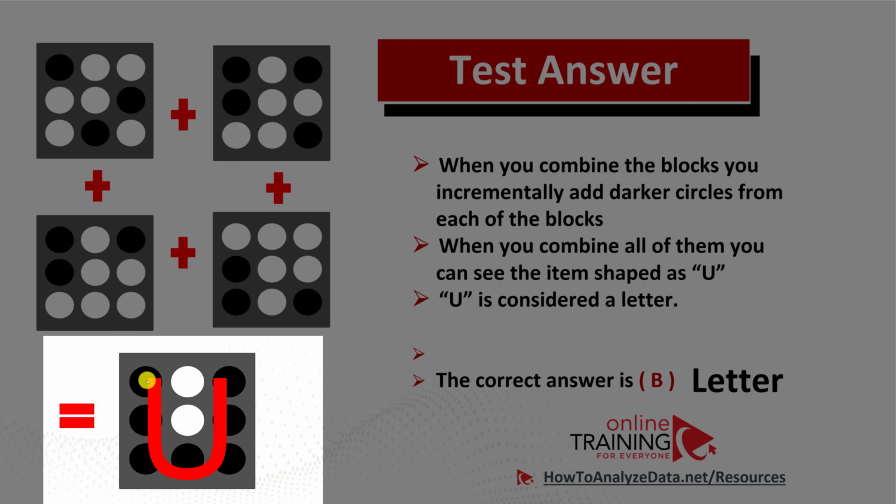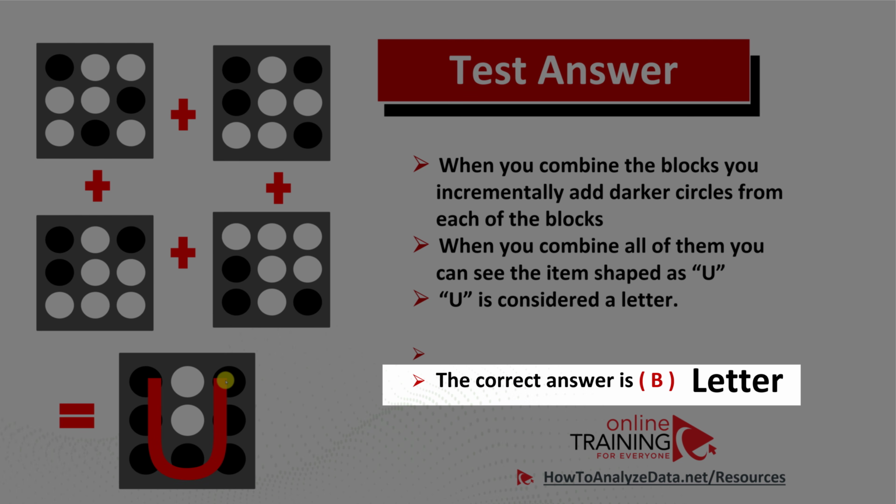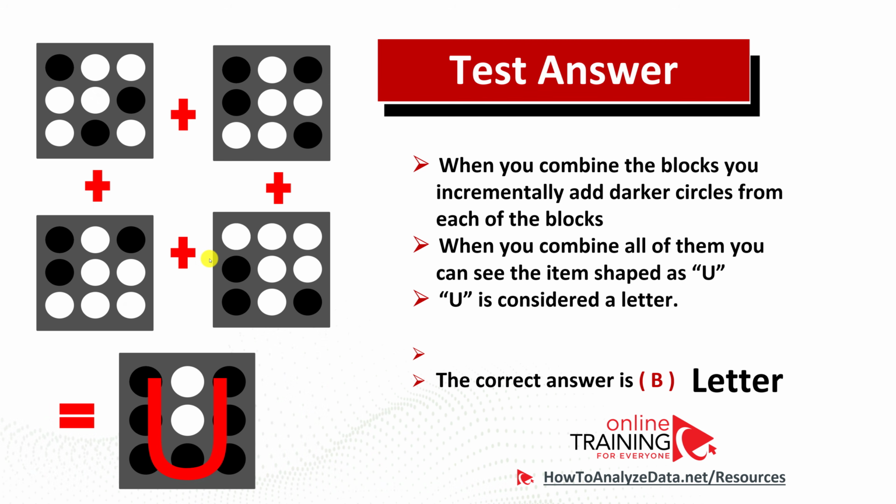And as you can see, the shape of the darker circles represents the letter U. So the correct answer here is choice B, letter. Hopefully you've nailed this question and now know how to answer these types of questions on the test.